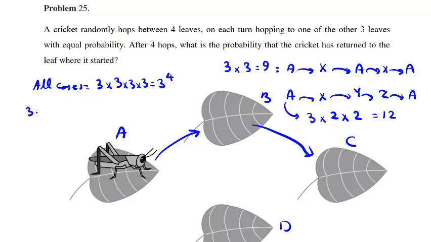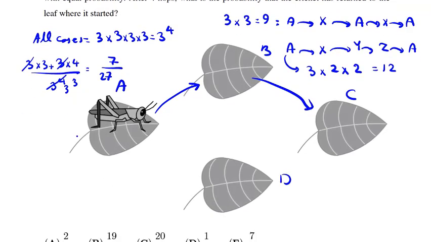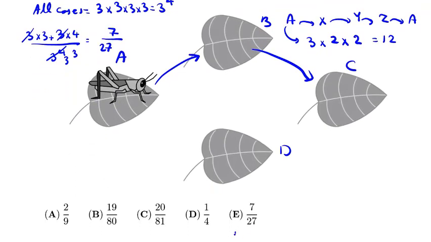And we divide, we can say, okay, 3 times 3 plus 3 times 4 over 3 to the 4. We can cancel this 3 cubed: 3 plus 4, 7. 7 over 27, 3 cubed. So the answer is E.